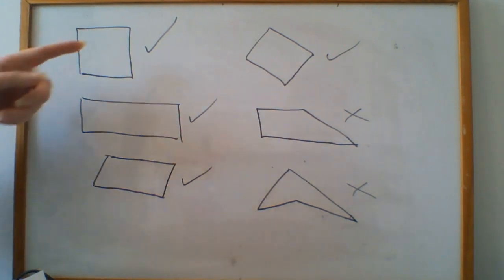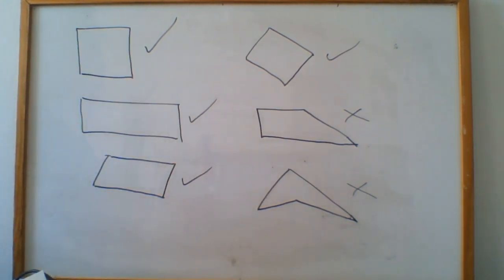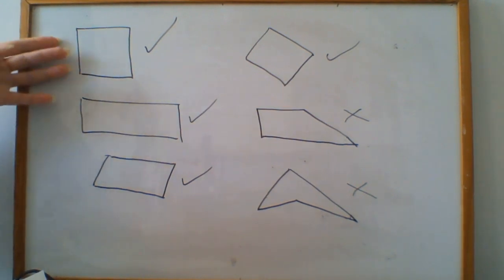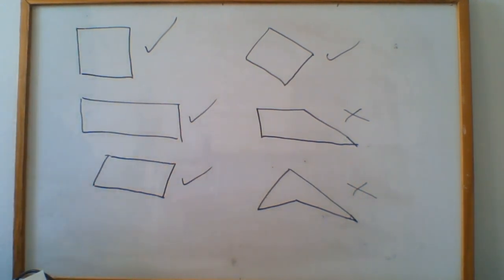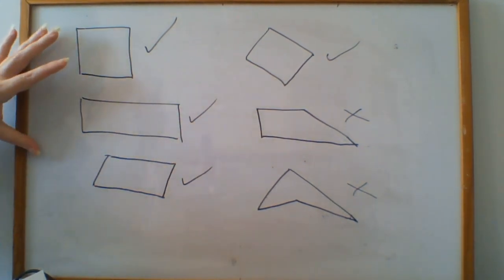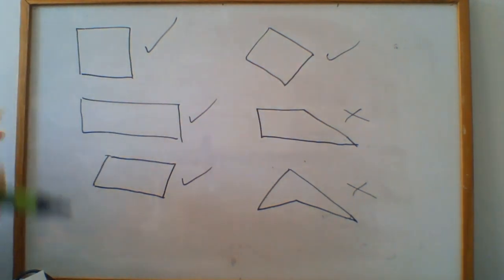But looking at this, we can see that squares, rectangles and rhombuses are all parallelograms. They're just special types of parallelograms because they have their own unique properties. So we give them their own special names. But in fact, they are all parallelograms.